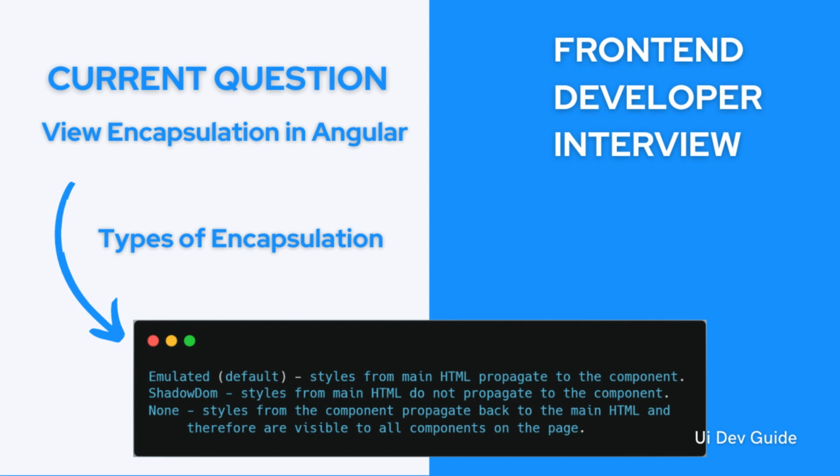Then we have none. If I do view encapsulation none, then in that case the text I just mentioned will not get added. So whatever global CSS we have written will directly apply to the component CSS. And the third one is shadow. We can say that it will create a separate DOM, so whatever CSS we have written inside it will not affect the other one as well.